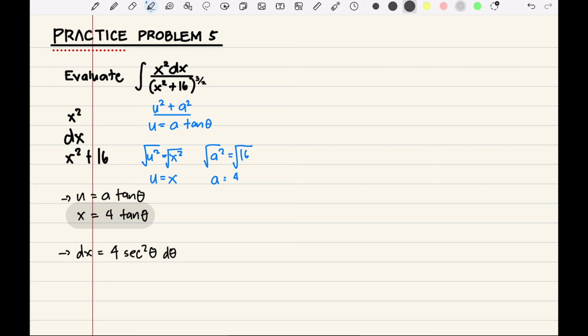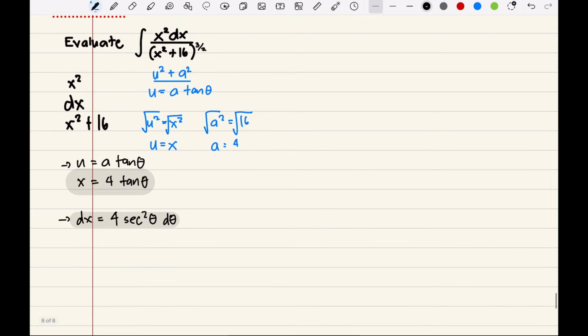So we now have another substitution for differential x. Ang kailangan na lang natin is yung substitution for x squared plus 16. And makukuha natin yan by drawing yung corresponding triangle from x is equal to 4 tangent theta. So let us draw yung triangle. Start tayo sa x equals 4 tangent theta.